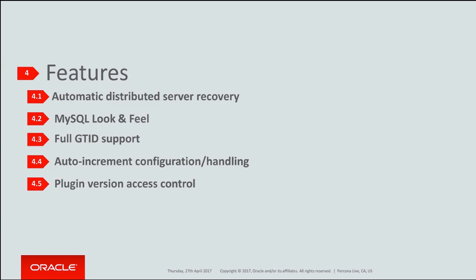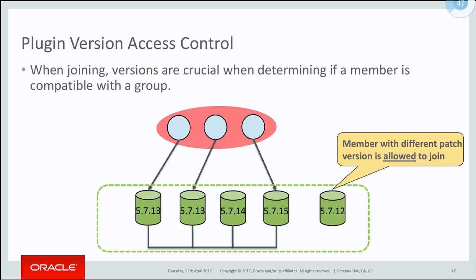Then, of course, everybody now asks, what about upgrades? How can I upgrade a server? How can I upgrade a member? How can I upgrade a group? This was built in with that in mind. So if you have a group and you want to join someone with a different patch version, like 5.7.15 and 5.7.12, it is allowed to join without any restrictions. They are the same major version. It must work, and it does work.